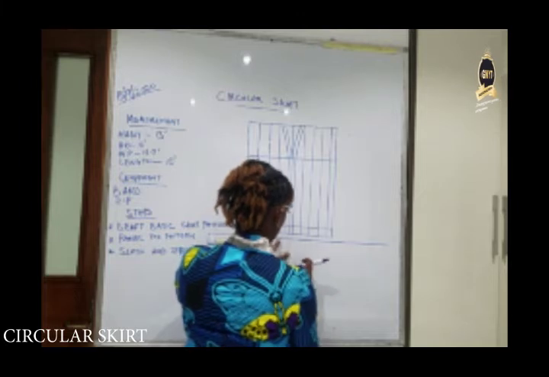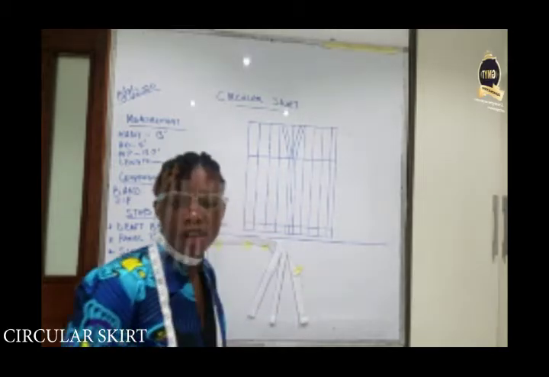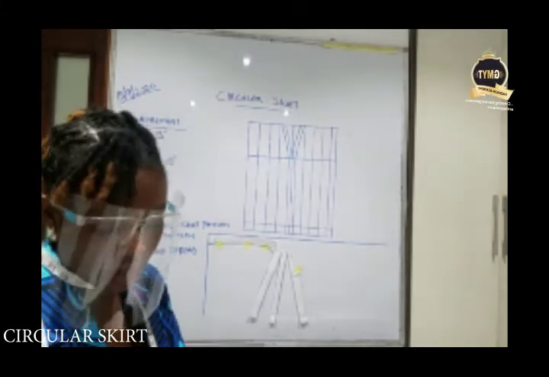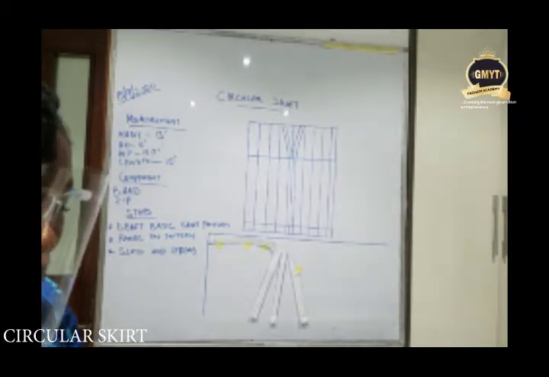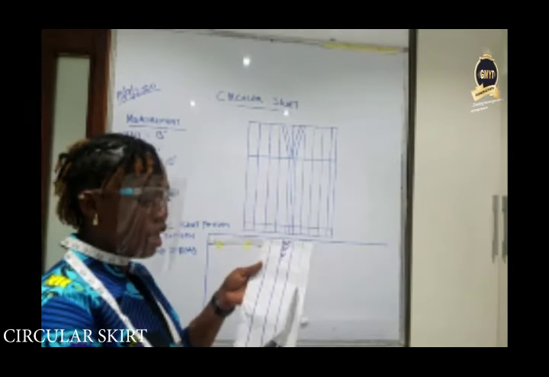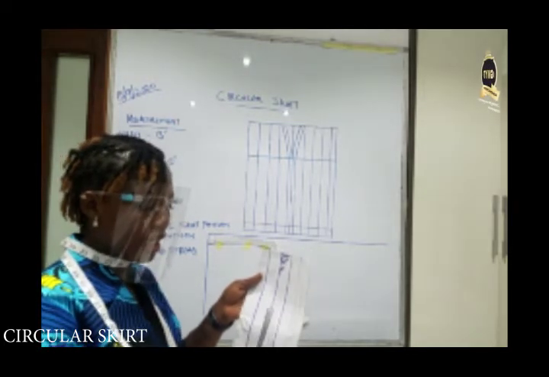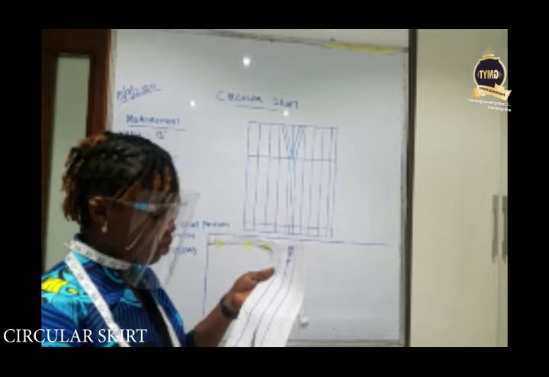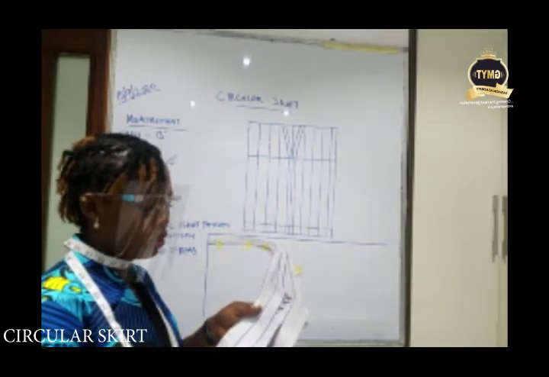You secure this one too. Then you slash your back pattern and do the same thing. So this is my back pattern. I'm not going to slash my zip allowance. I'm only slashing the lines, the 3 lines at the middle, like that.